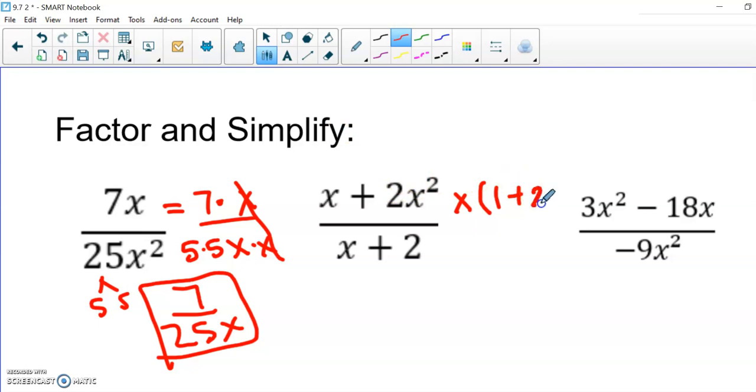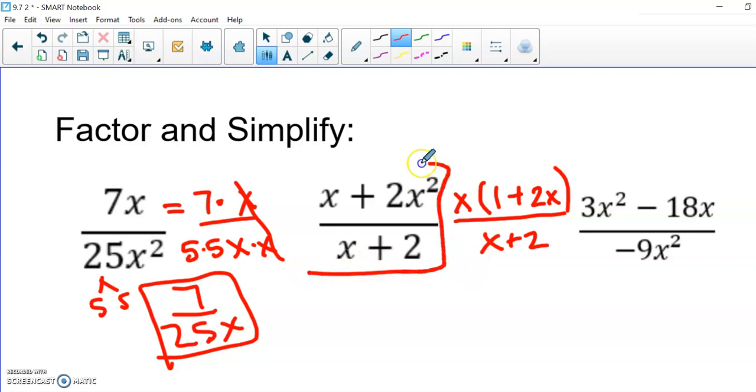And so I'm going to leave the 2 there, but I took one of the x's out, so I factored an x out of this binomial. And on the bottom I have x plus 2. So what do they have in common? Nothing. So that means this one is already simplified.